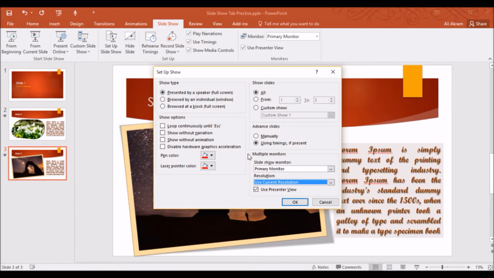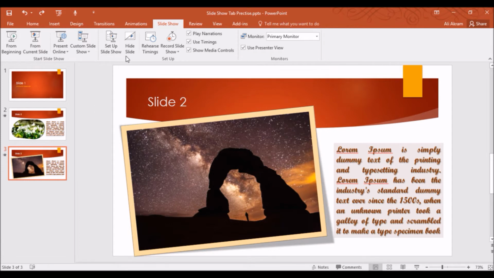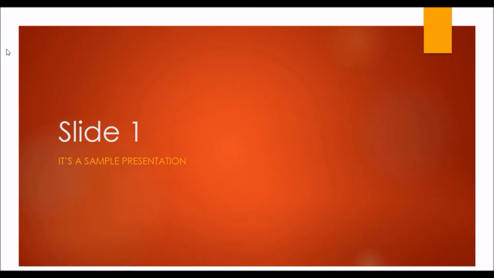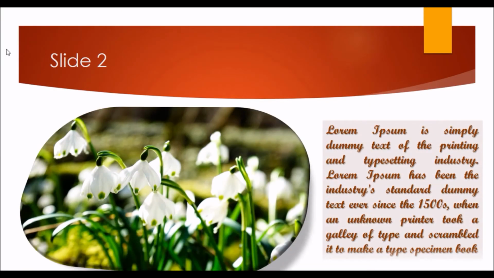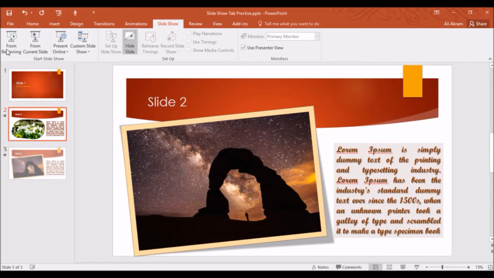Please also note the multiple monitors option are also included as a section in our slideshow ribbon. We'll cancel it out for instance. Then we have the hide slide option. If we are on a slide and we click this option, this will make this slide invisible in our slideshow, which we can check when we click this option and begin our slideshow. And yes, the third slide is not included now.